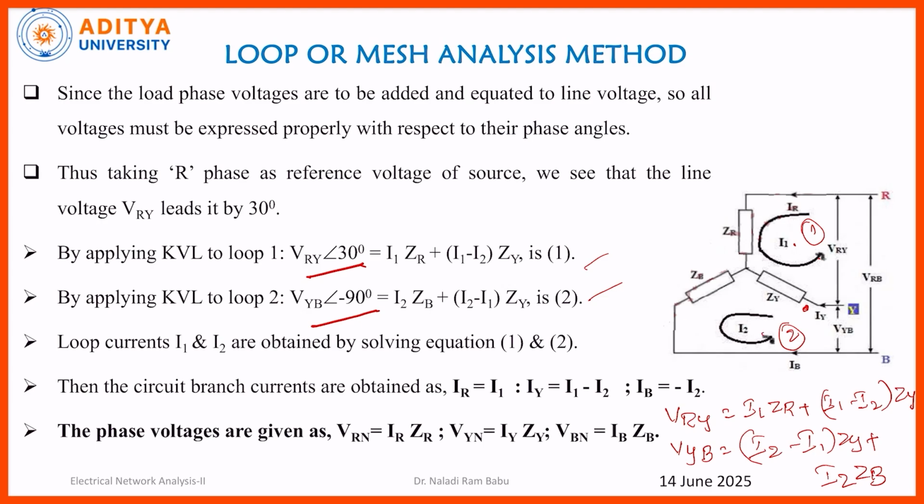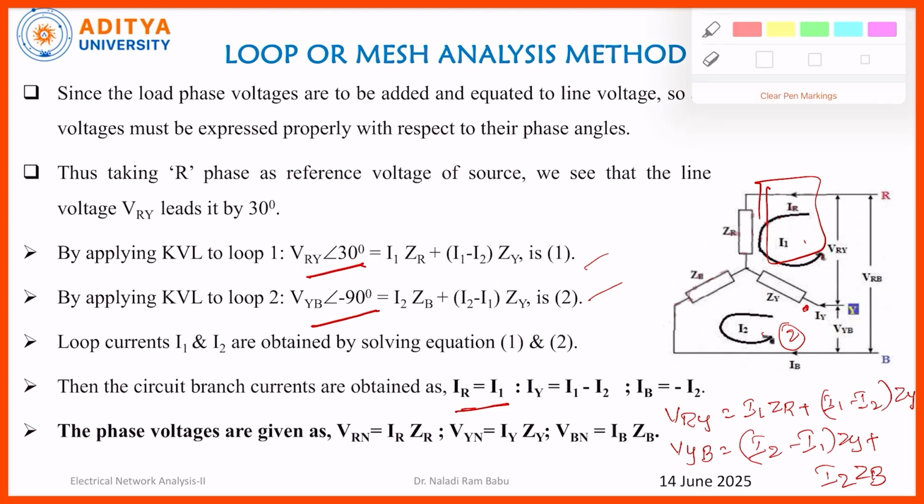Now if you compare the loop currents with the line currents, see this part. Across this part, the I1 direction and the IR direction are the same. That means I1 is equal to IR.